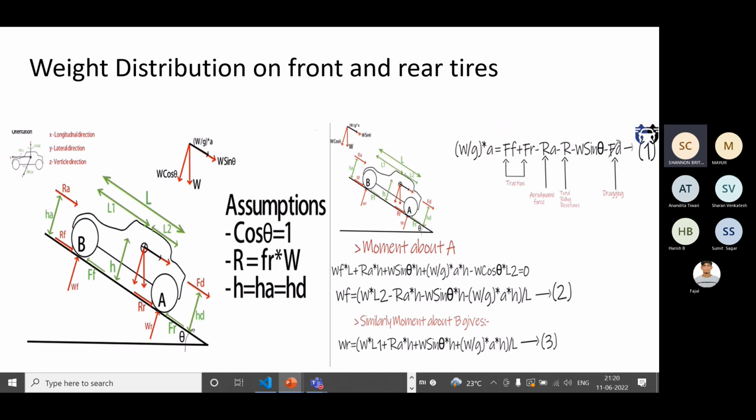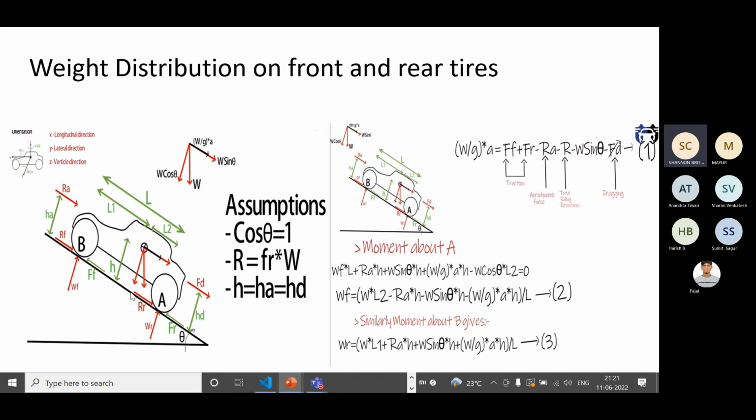Okay, so now we'll be studying the weight distribution on the front and rear tires. This is a very important part of vehicle dynamics. This is like a car and we'll be learning the three axes. The x-axis is called longitudinal direction, y is called lateral direction, and z is called vertical direction. So we are considering the car to move on an inclined road, which is inclined at an angle of theta. So the car is moving upwards.